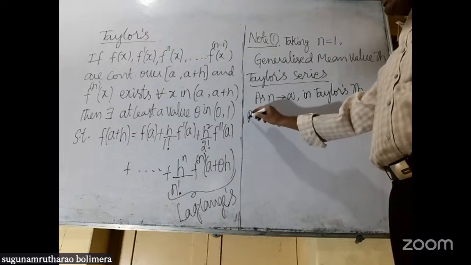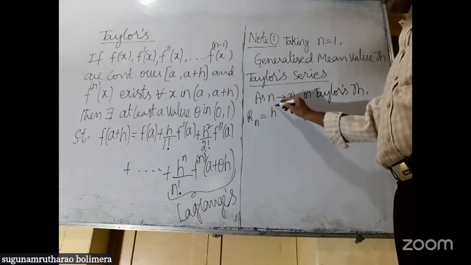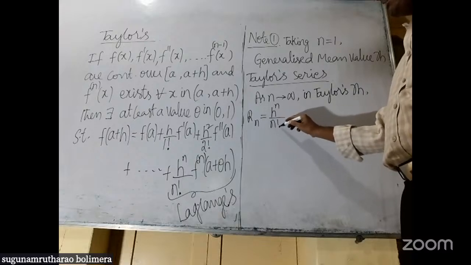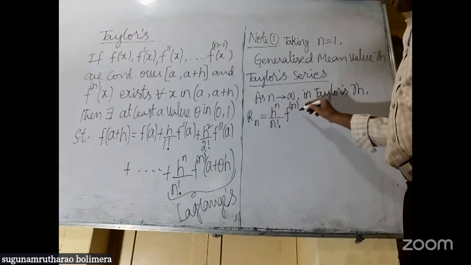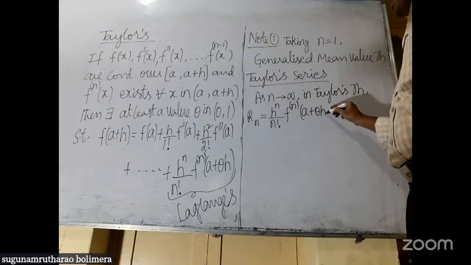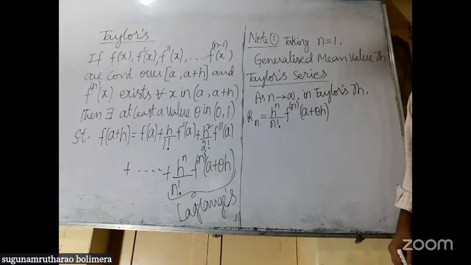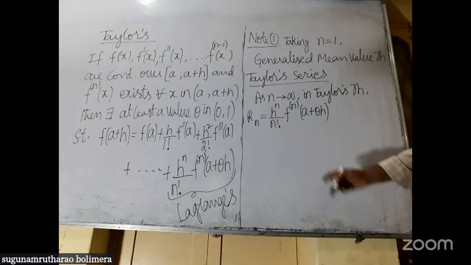the remainder Rn equals h power n by n factorial, nth derivative of f of a plus theta h. You have to say now, is it equal to 0 or tends to 0?